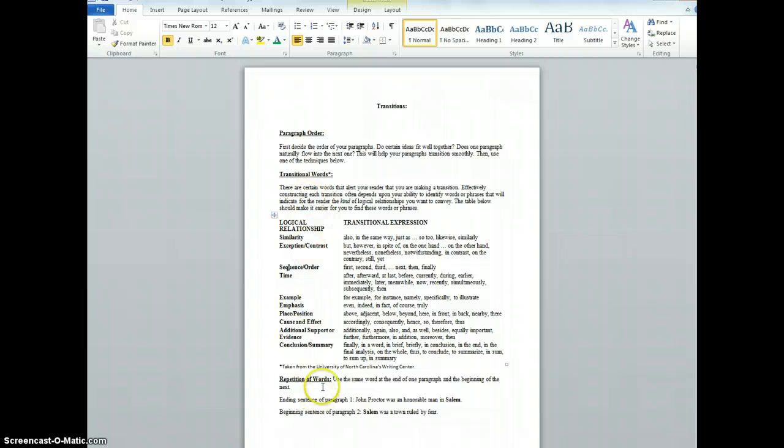Another way to transition from one paragraph to another, if you're not going to use one of these transitional words, is to repeat words that are used at the end of one paragraph and the beginning of the next. So here is an example, ending sentence of paragraph 1. John Proctor was an honorable man in Salem. Then I begin the next paragraph. Salem was a town ruled by fear. So this use of the word in both locations helps to transition from one paragraph to the next. It doesn't feel choppy between them because the same words are being used. So that is what transitions are. If you have a question, let me know.